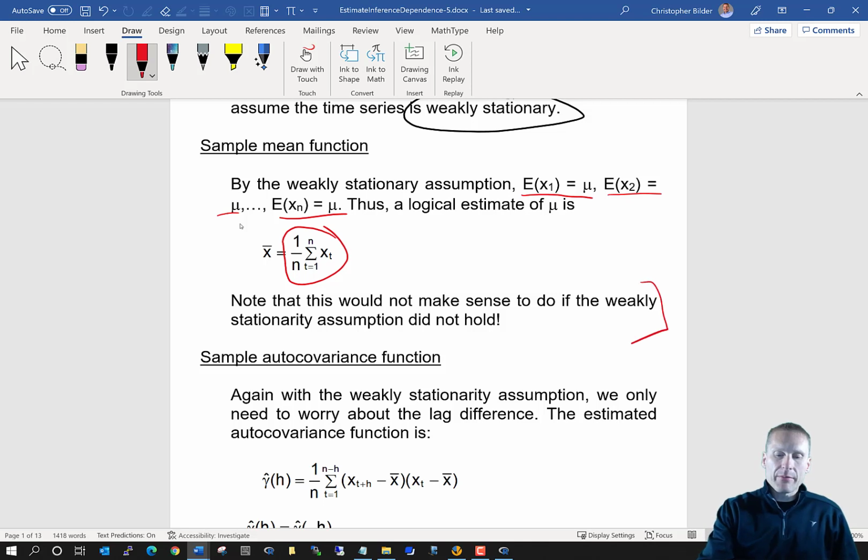Note that this would not make sense if we didn't have the weak stationarity assumption, because that would say some parts of your time series have a different mu than other parts, and it wouldn't make sense then to average all the observed values in your time series to estimate just one mean. And so with the weak stationarity assumption, this is why we can use an estimate that is simply the average of all the x's.